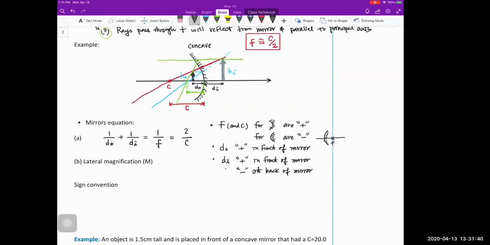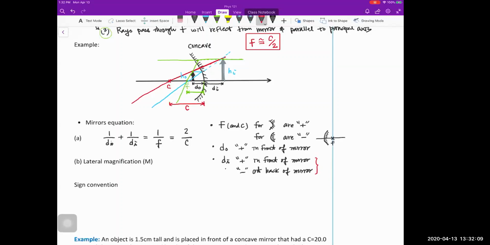Okay, so these are the sign conventions you have to pay attention to. Now, one thing I wanted to point out here is, what about the image? The image depends on whether you have a positive or negative. If you have a positive, it's going to be in front of the mirror. If you have a negative, it's going to be on the back of the mirror.